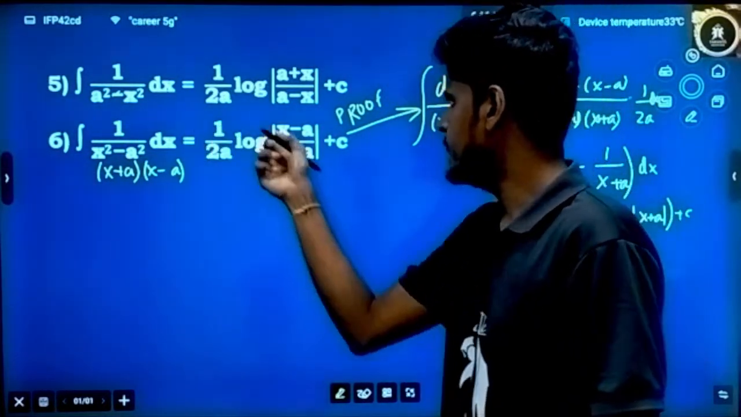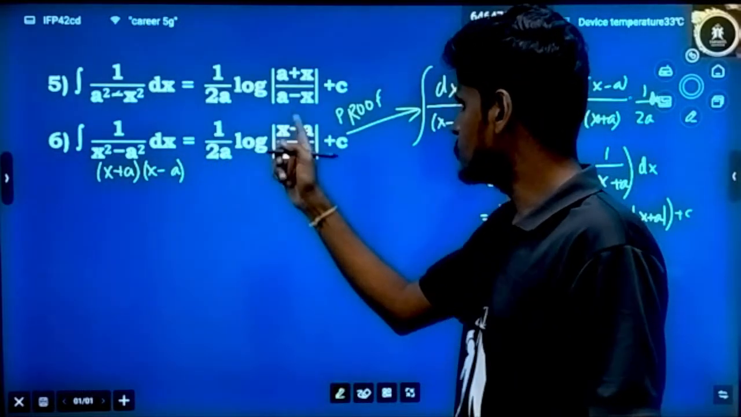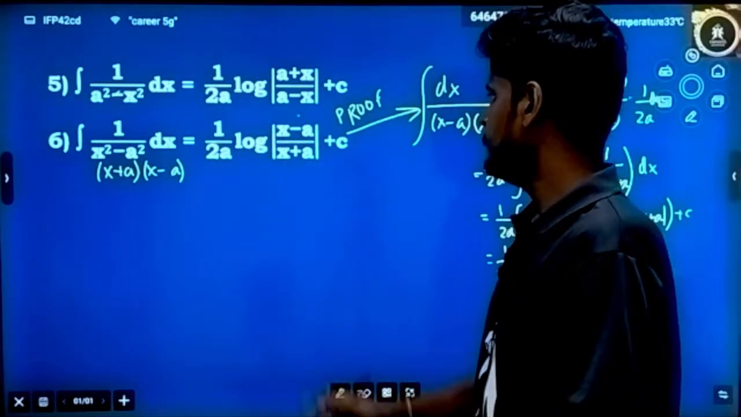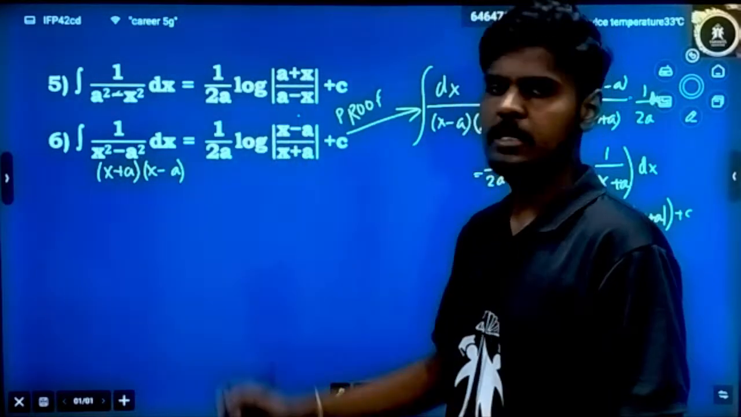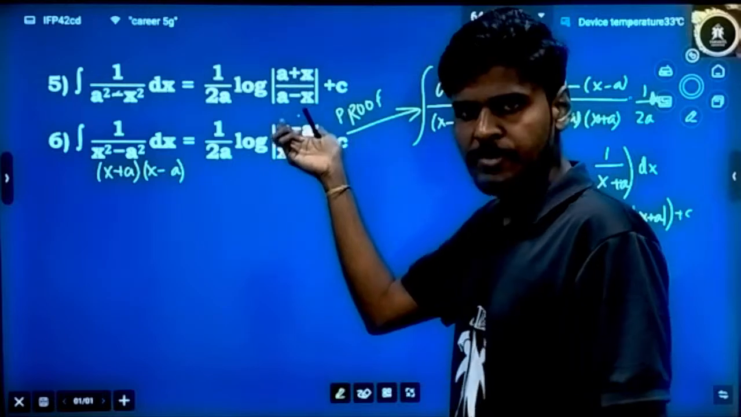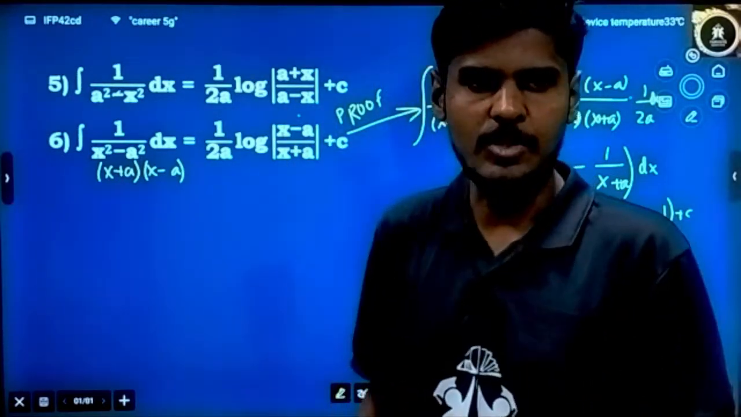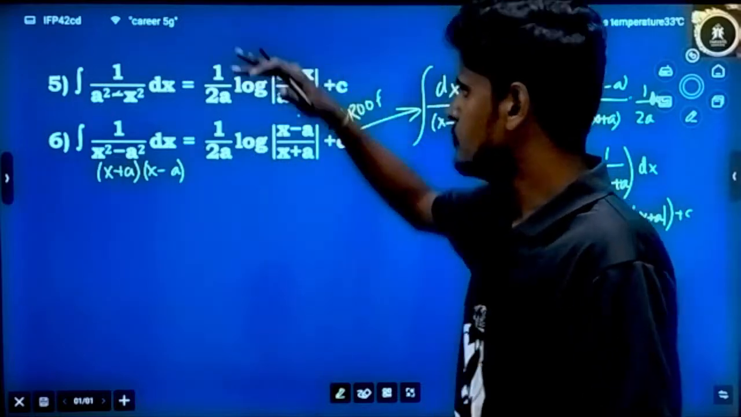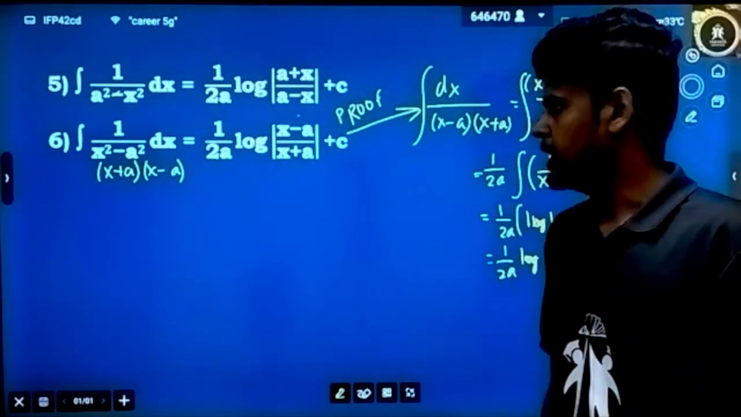That means the answer will be minus of this. When you take minus in front of log, these two will become reciprocal of each other. Then x minus a will be in the denominator and x plus a will be in the numerator. So x plus a by x minus a, where, as we are taking modulus, a minus x and x minus a modulus are actually the same. So that's how we get this formula. So this is the proof for the fifth and sixth properties.